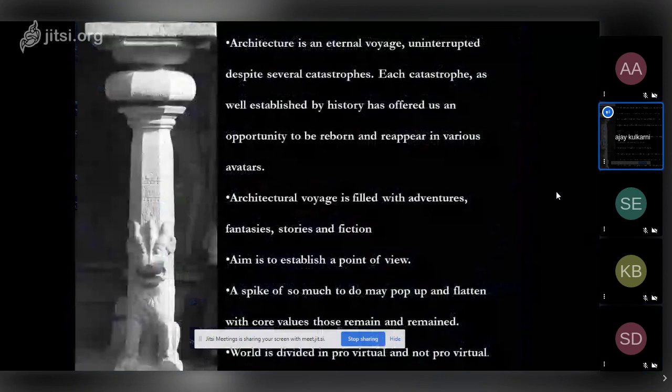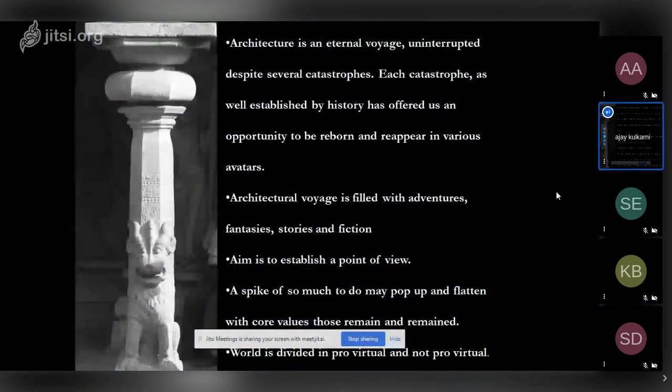Architecture is an eternal voyage from eternity to eternity. It's an uninterrupted journey. This whole voyage is far beyond and far before the human mind started documenting it. Despite several catastrophes, this history is continuing, this voyage is continuing. It has seen several storms, and these catastrophes in the past have given wonderful opportunities to be reborn, to reappear in a new avatar. I think that's extremely important to learn from this.